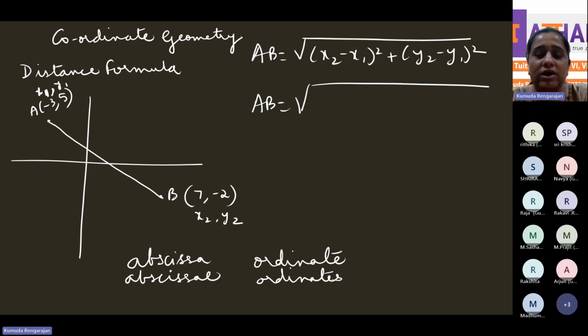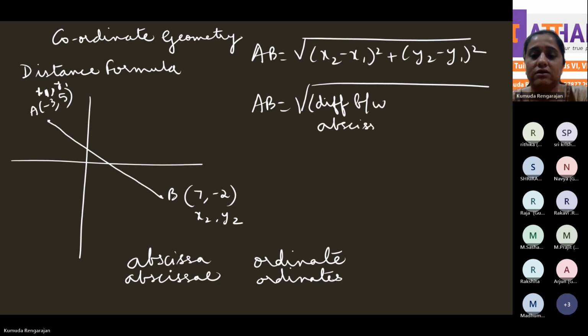And when you have to write x2 minus x1 or x1 minus x2, what is it? It's the difference between the x coordinates, or the difference between the abscissae, the whole square. So in words, the square root of the difference between abscissae, the whole square, plus y2 minus y1.